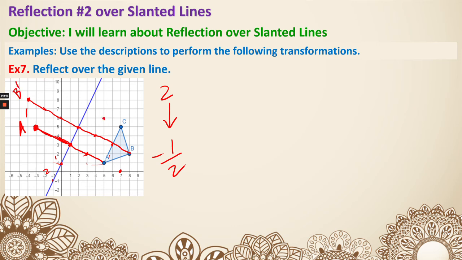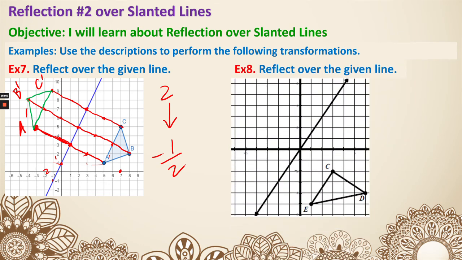See, up 1 over 2, up 1 over 2. That is 2 full diagonals away. So there we go. And there we go. There is my C prime. Now I just need to connect everything. A prime to B prime, B prime to C prime, and C prime back to A prime. There's my example 7.